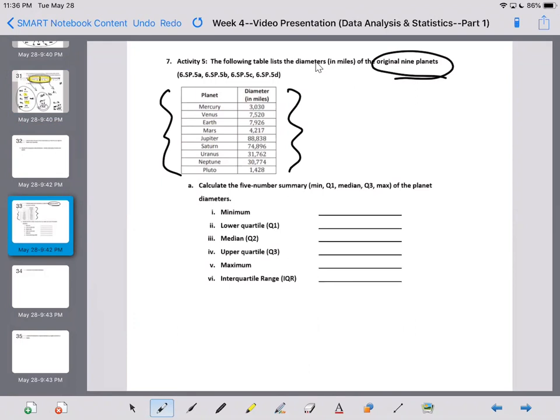In order to create this 5-number summary, we want to line these up in numerical order. So I would recommend you pause the video and go ahead and write these diameters from least to greatest. It looks like we would have Pluto being our lowest and Jupiter being our highest. So go ahead and take a moment, pause the video, and write those out from left to right, least to greatest.